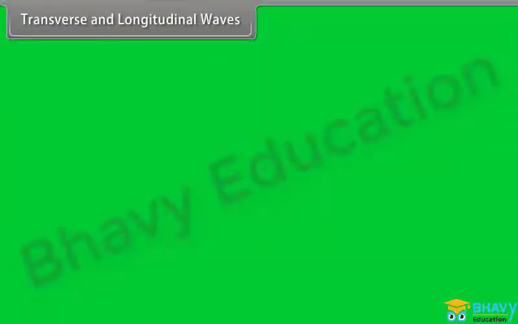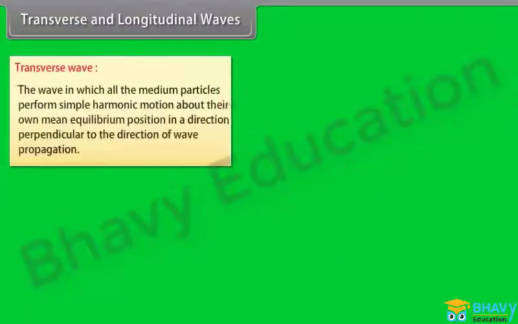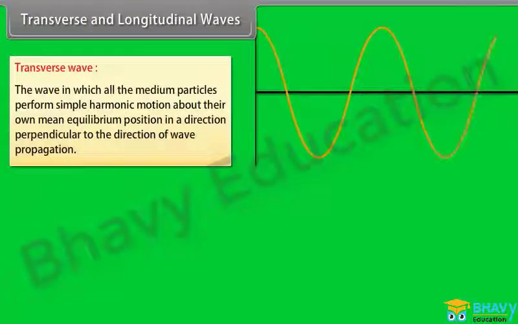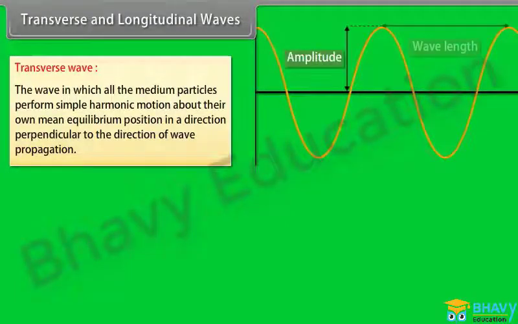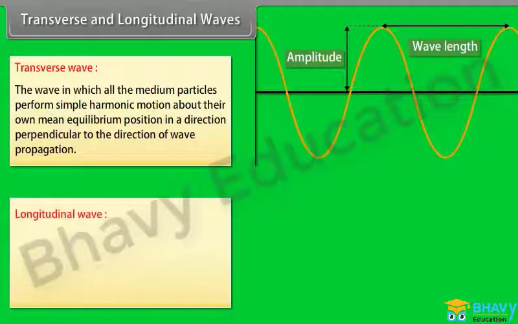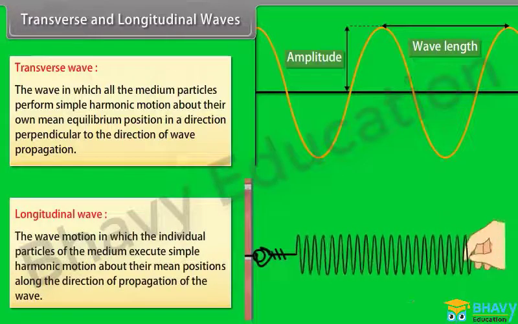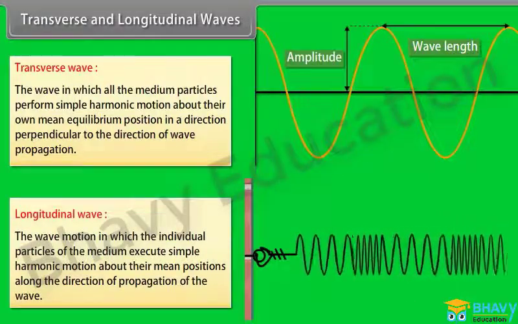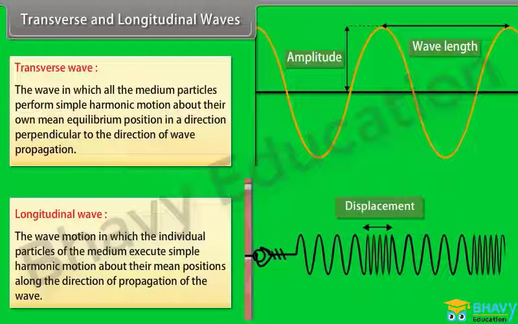Transverse and longitudinal waves. A transverse wave is the wave in which all the medium particles perform simple harmonic motion about their own mean equilibrium position in a direction perpendicular to the direction of wave propagation. Longitudinal wave motion is that wave motion in which the individual particles of the medium execute simple harmonic motion about their mean positions along the direction of propagation of the wave.